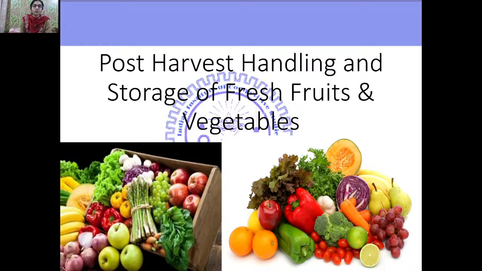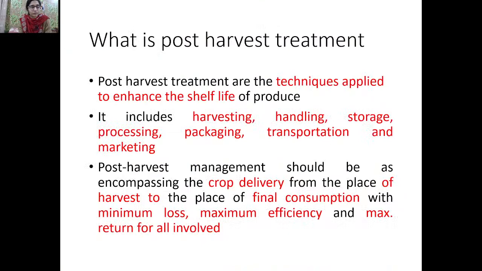So I have tried to prepare very small slides to give you a bit of introduction on the post-harvest handling and the storage of fresh fruits and vegetables. We'll be discussing what post-harvest treatment means. Post-harvest means when a fruit or a crop produce is harvested, what can be done to increase or enhance the shelf stability of that fruit or vegetable or that horticultural produce.